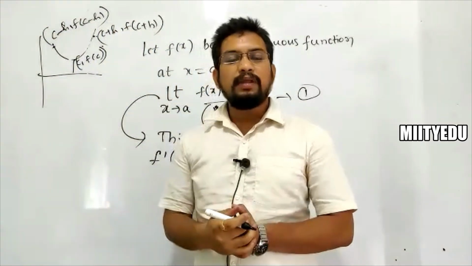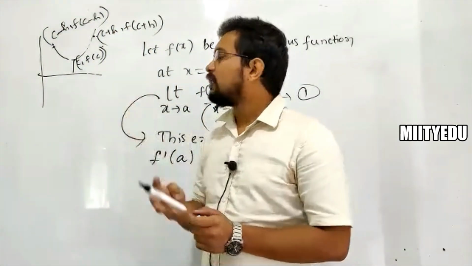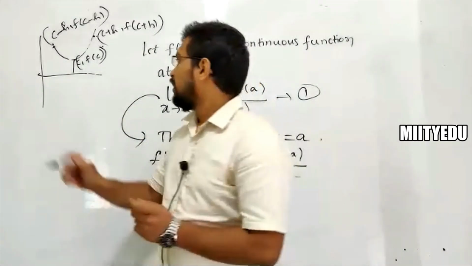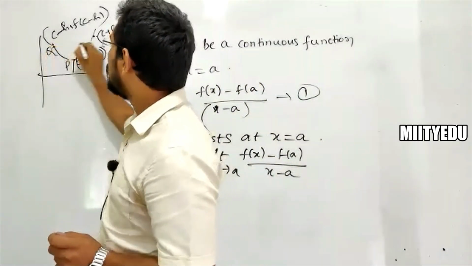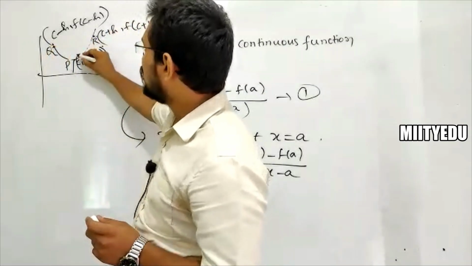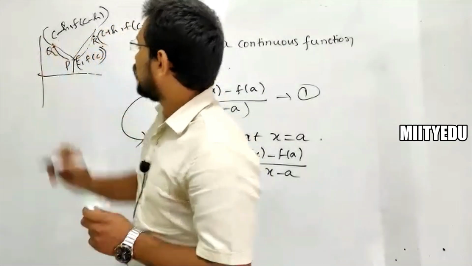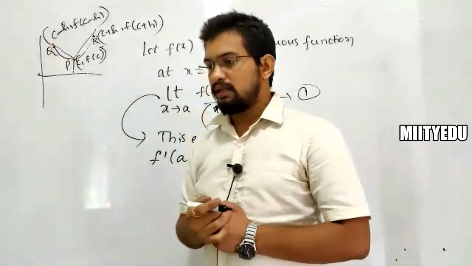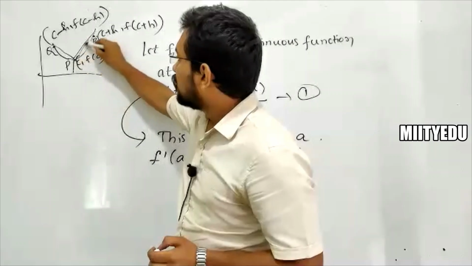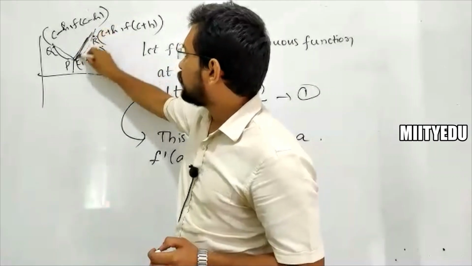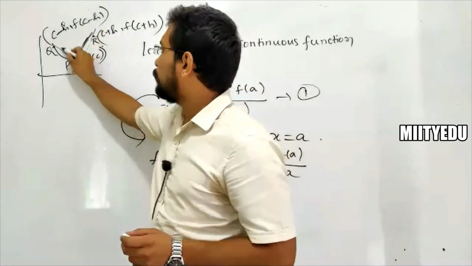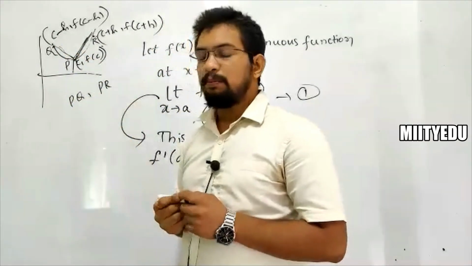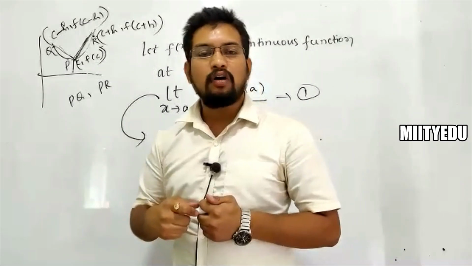Let's say one point is c plus h comma f of c plus h, another is c comma f of c, and one more is c minus h comma f of c minus h. Let's call these points P, Q and R, and join them. Now PQ is a chord, and PR is also a chord.